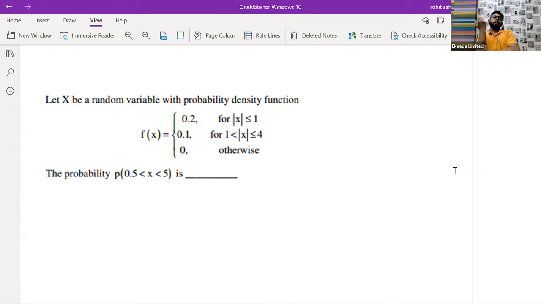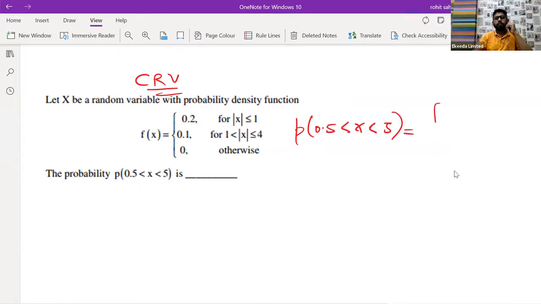It says you need to find the probability for X being 0.5 to 5. So you can clearly see this is about a continuous random variable. And if you're talking about P of 0.5 to 5, that means you need to integrate your P of X or F of X, anything. In this case, it is F of X, so write F of X, X equal to 0.5 to 5, like that. That's it. This is what you have to do.